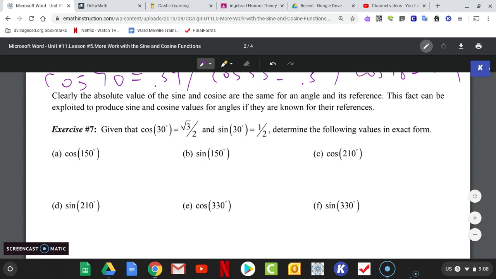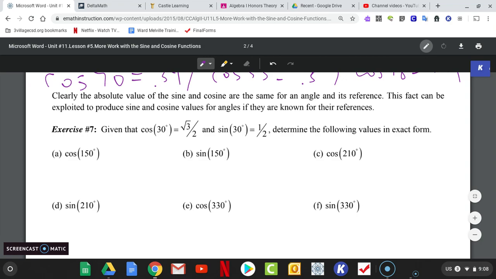in exact form. Okay, cosine of 150. All right, so here we go. We have to come up with its reference angle. I like to call this coming up with its reference angle. So the cosine of 150, what is its reference angle? Well, its reference angle is 30, all right?